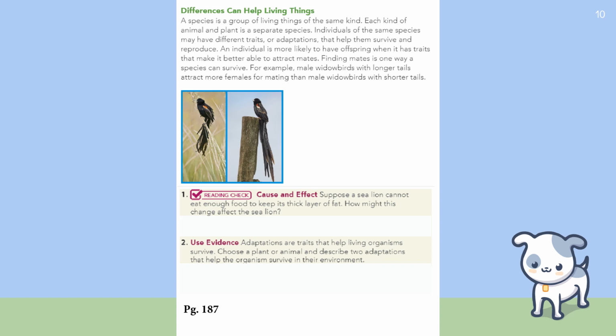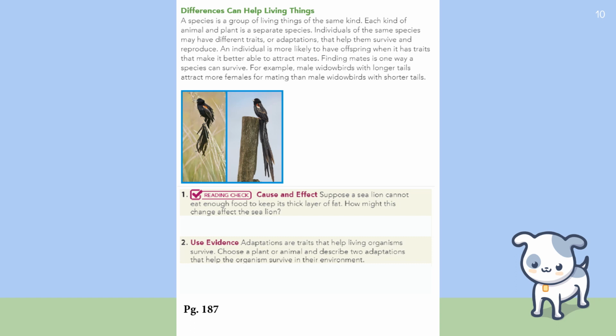An individual is more likely to have offspring or babies when it has traits that make it better able to attract mates. Finding mates is one way a species can survive. For example, male whittlebirds with longer tails attract more females for mating than male whittlebirds with shorter tails. So this whittlebird down here, this one with the long tail, he's going to have a better chance of mating with the female than this whittlebird with a shorter tail.